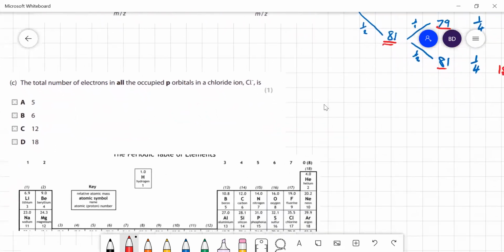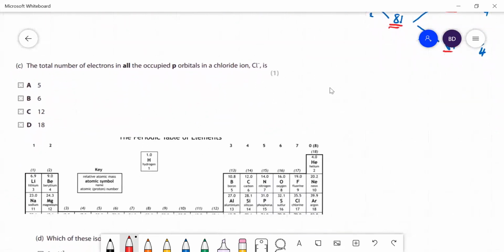Okay, the total number of electrons in all p orbitals in the chloride ion. Well, we've got chlorine here. So a chloride ion is going to have the 2p shell completely filled, 2p6, and also the 3p shell completely filled. Chlorine, the atom, has got 3p5, but this is an ion, so it's 3p6. So the total number of p electrons is 6 plus 6. We've got 12. So the answer there is C.